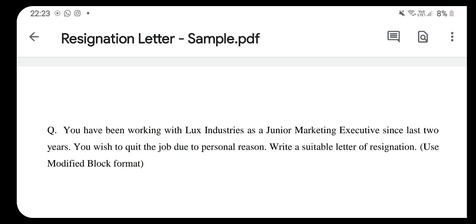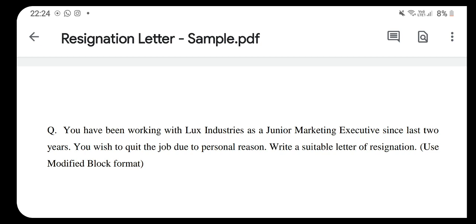The template will help you to write a letter on your own. So please follow these three steps in the same sequence. First, go to Edmodo and read the document titled Resignation Letter. Second, watch this video. And third, write a letter on your own. So I'm assuming now that you have completed the first step and you understand everything about resignation letter. And with this, let us start.